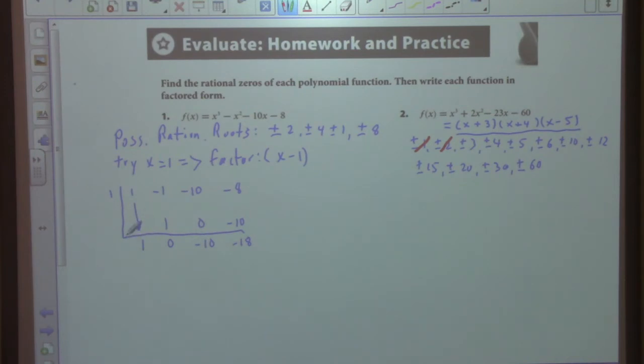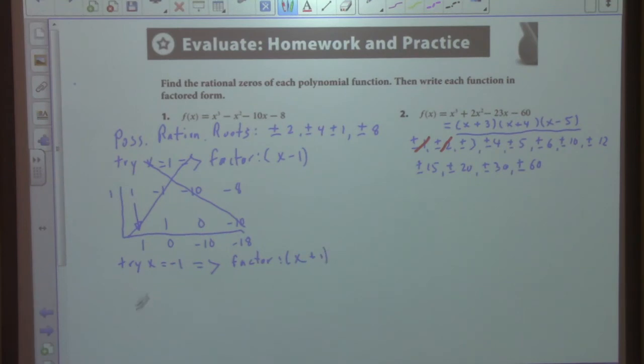And sometimes, just to keep track, you can just cross through it if you want to, which I'm going to do. So we've checked that one off the list, right? Now we're going to try the next one. We're going to try x equals negative 1, which is related to a factor of x plus 1.